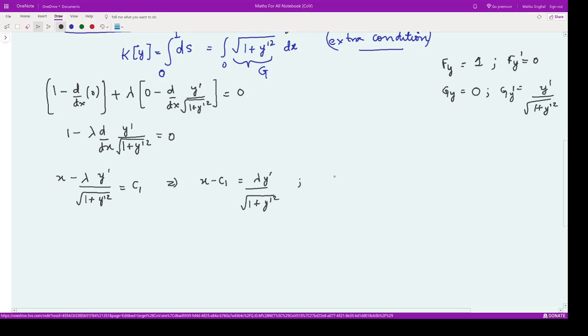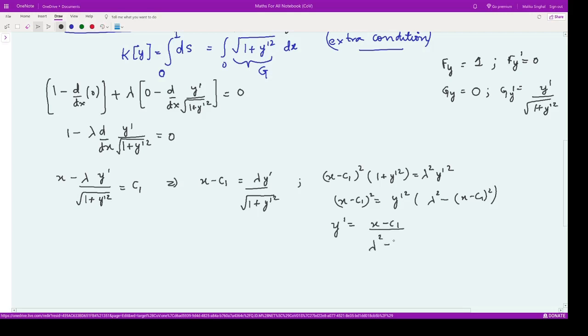So let us square both sides, and manipulate a little. We have (x minus c1) whole square multiplied by 1 plus y'^2 is equivalent to lambda square y'^2. And let's bring the terms of y' to the right hand side. So we can write it like this, lambda square minus (x minus c1) whole square, right? Or we can write y' is equivalent to (x minus c1) divided by square root of lambda square minus (x minus c1) whole square.